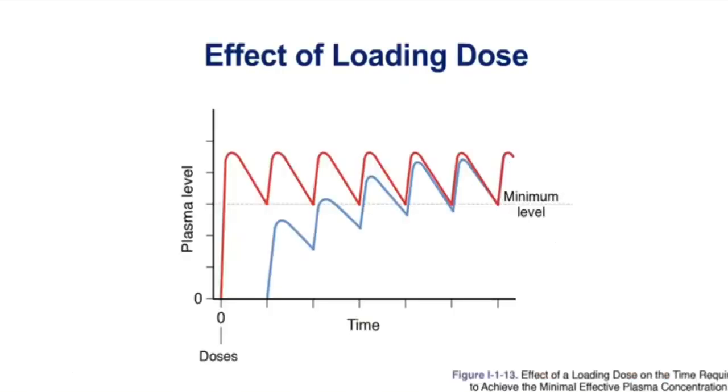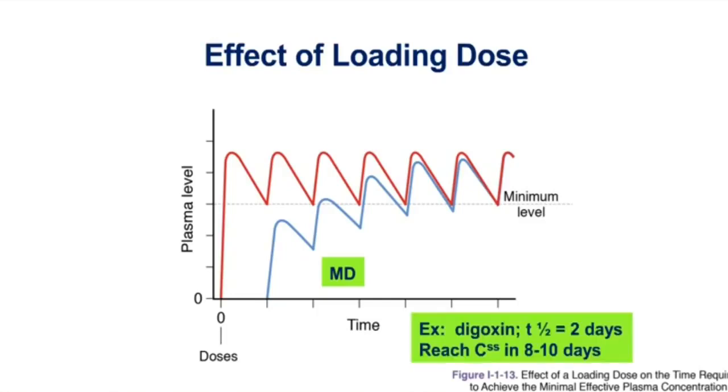In this graph, plotting time versus the plasma levels, we really see two different examples here. The example in the bottom, showing only a maintenance dose, is there to illustrate that it's going to take time in order to reach the minimum effective concentration. If we use the example of digoxin, a drug which has a half-life of almost 2 days, how long does it take digoxin to reach clinical steady state? Yeah, 4 to 5 half-lives means 8 to 10 days before this drug reaches those levels that we call clinical steady state. That's a long time to wait.